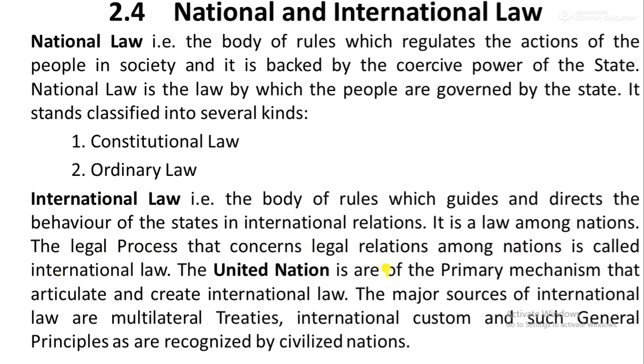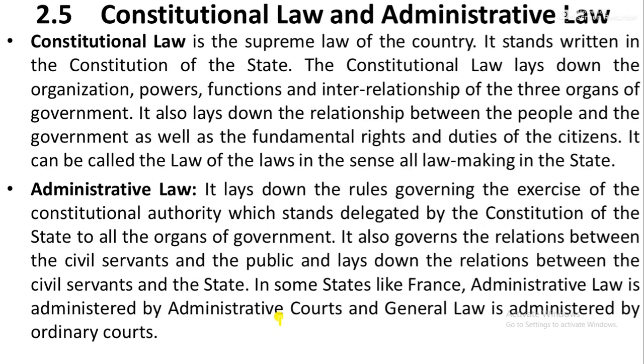The United Nations is the primary mechanism that articulates or creates international law. So the United Nations is the main source of international law, or it is the organism, or it is the mechanism to create the international law. The major sources for international laws are multilateral treaties, international customs, general principles recognized by the civilized nations. Mostly treaties, declarations, human rights declarations, covenants, United Nations charters. These are the sources of international law.